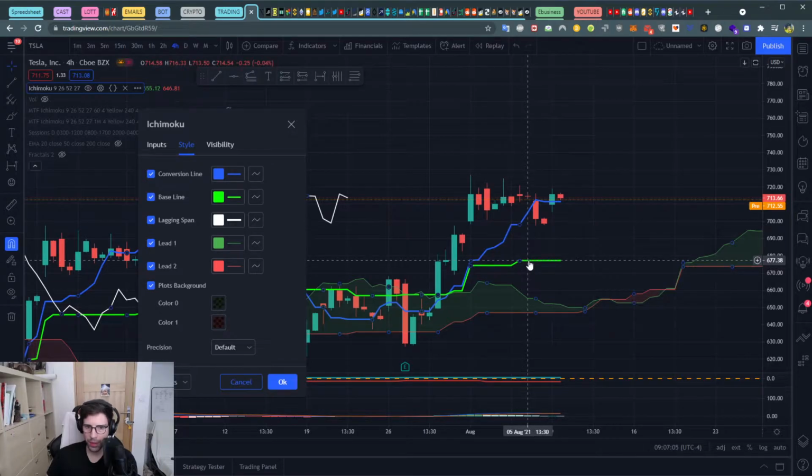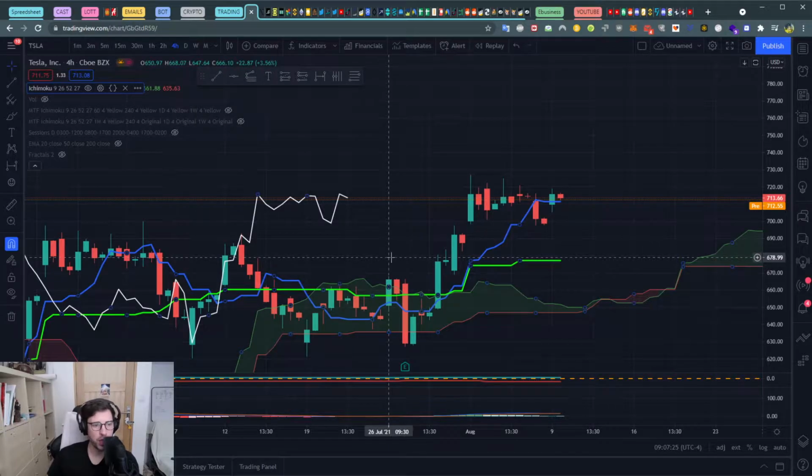We look at our Kijun here. It's green, and it's also called the baseline. The Kijun is based on 26 periods, and so basically it's a medium-term price momentum.